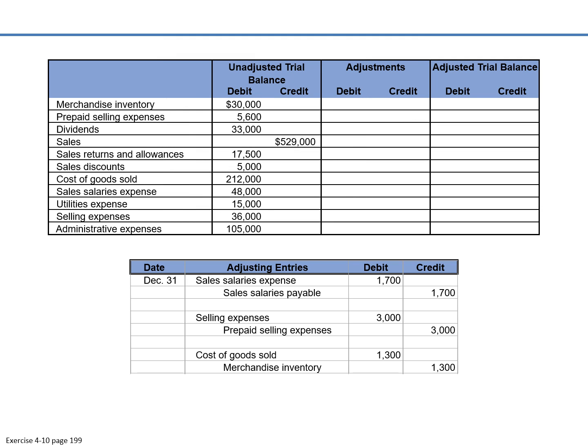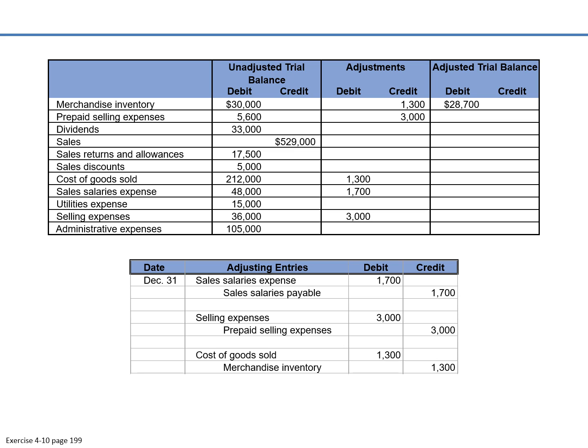So then we post our adjustments to our middle column there. So we'll post our salary expense debit, post our debit to selling expense of $3,000, post our credit to prepaid selling expenses for $3,000, our debit to cost of goods sold for $1,300, our credit to merchandise inventory of $1,300, and then you add across, right? So we had a debit of $30,000. Our adjustment is a credit of $1,300, so the net of the two is a debit of $28,700.